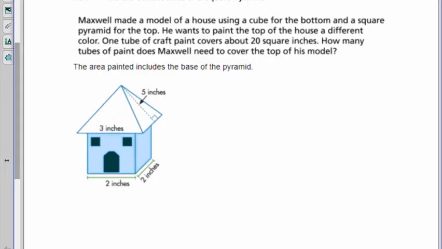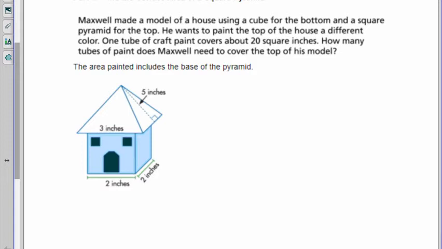We're going to start with finding the surface area of a square pyramid. And of course, pyramids have triangular faces, lateral faces that is, and one base, and they're named by their base. So if this is a square pyramid, well, then the base is a square.